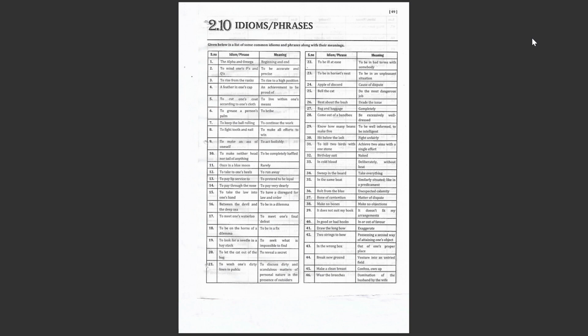So to take to one's heels means to run away, भाग जाना. That is what it means. The next idiom is to pay lip service to, and the meaning of the same is to pretend to be loyal. Now you have to keep in mind that it is very, very clear here that you are not essentially being loyal, but you are creating a situation of pretense. You are pretending to be loyal.